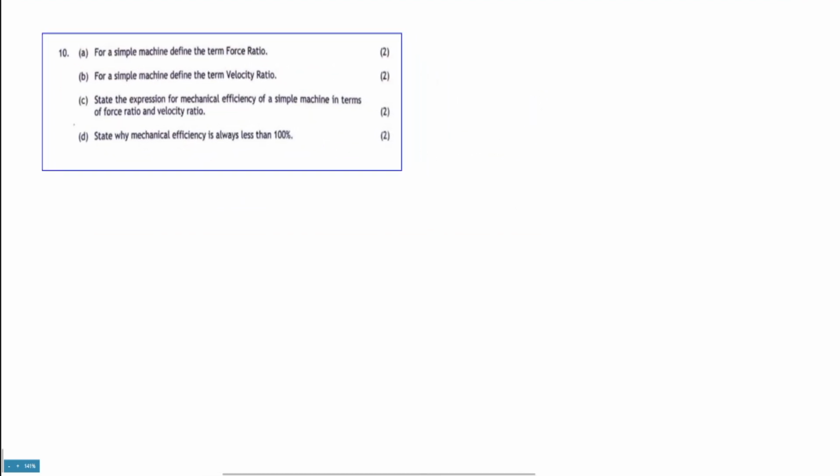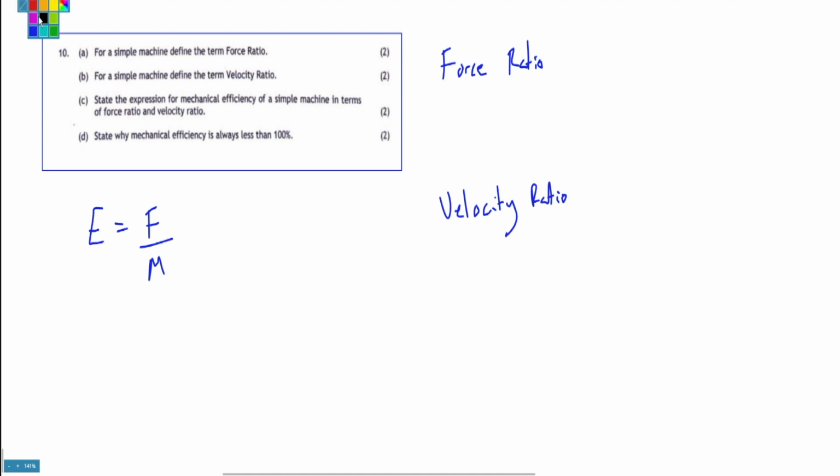I can write down the equations for sure. So, for a simple machine, define the term force ratio. Force ratio. And the other one's velocity ratio. I need to look at everything together. Velocity ratio. So I don't get mixed up between them, because these have different names. Like, I would normally use my formula, which is EFM. This is efficiency is the force ratio over movement ratio. So velocity ratio is also called movement ratio.